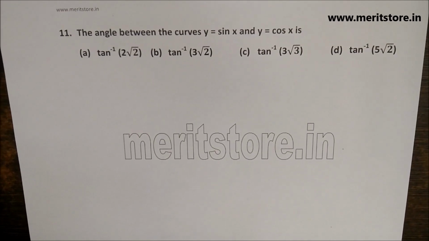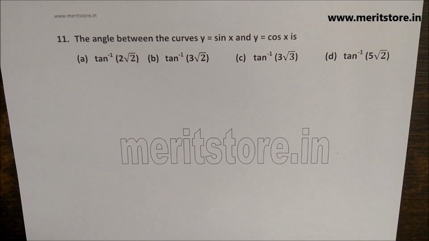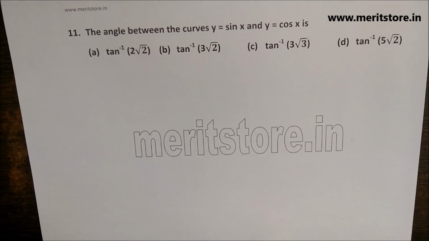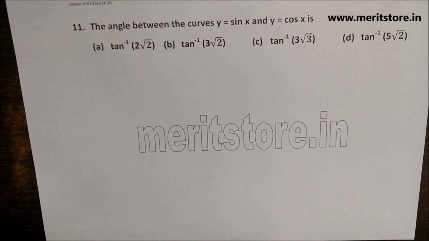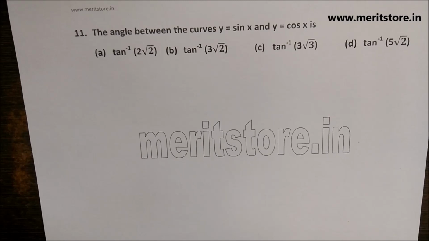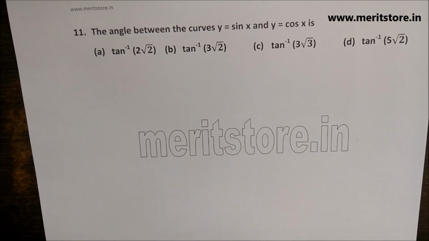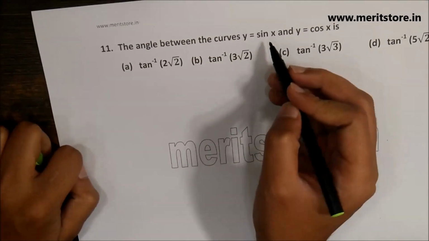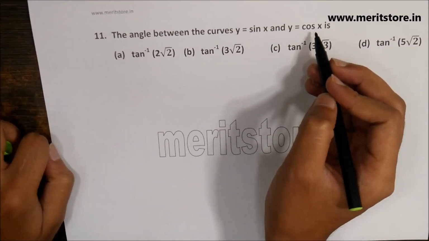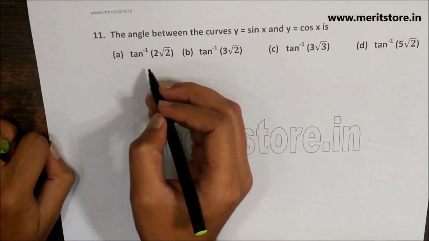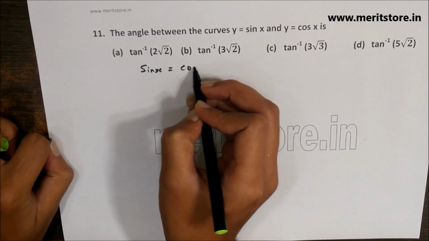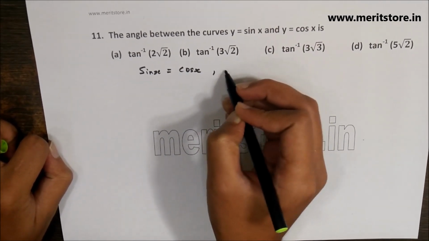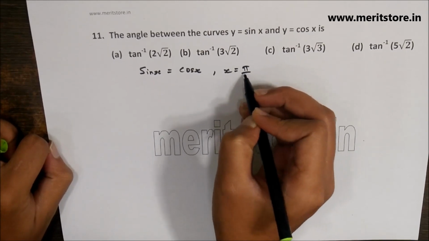Number 11. The angle between the curve y equal to sin x and y equal to cos x is option A tan inverse of 2 root 2, option B tan inverse of 3 root 2, option C tan inverse of 3 root 3, option D tan inverse of 5 root 2. So we have given sin x is equal to y and cos x is also equal to y. So we can conclude that sin x is equal to cos x, where x is equal to pi by 4.